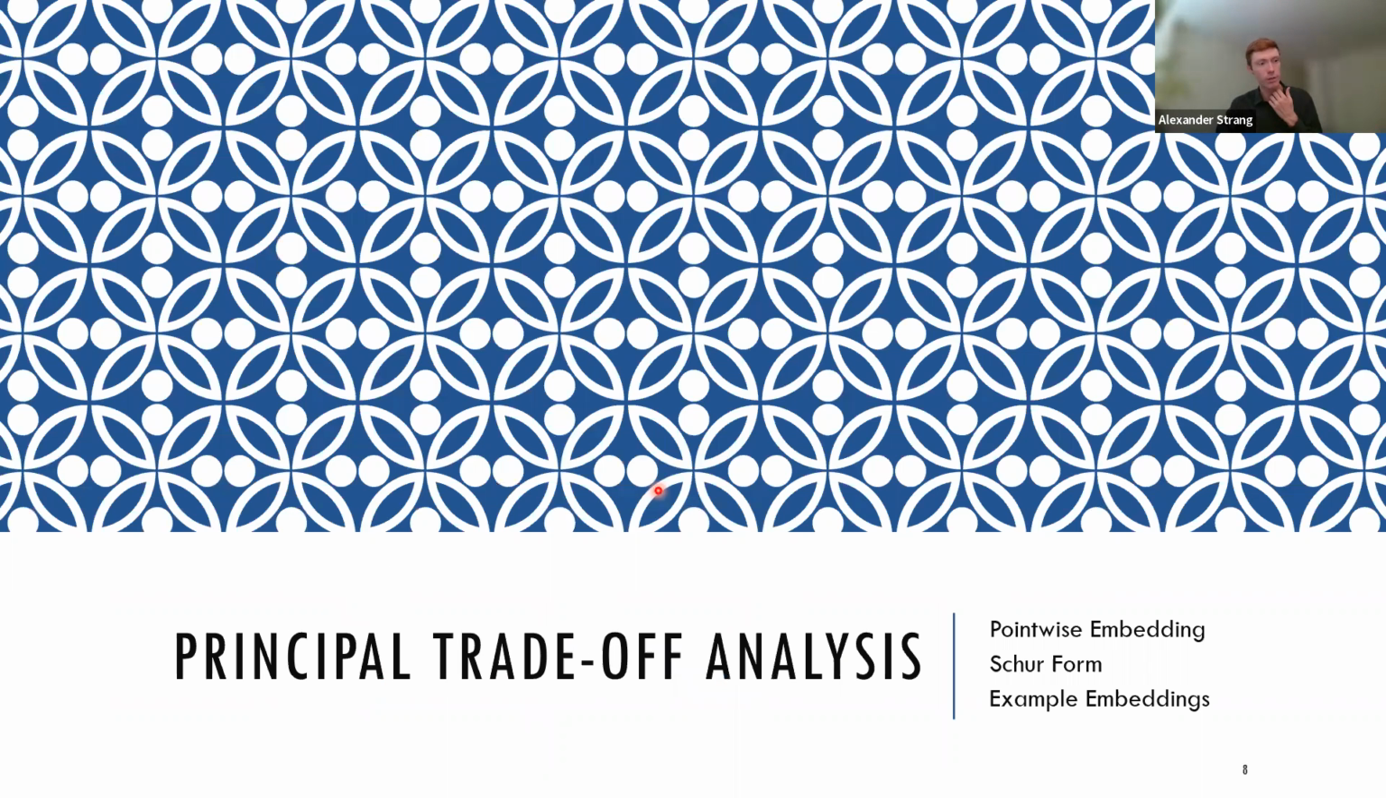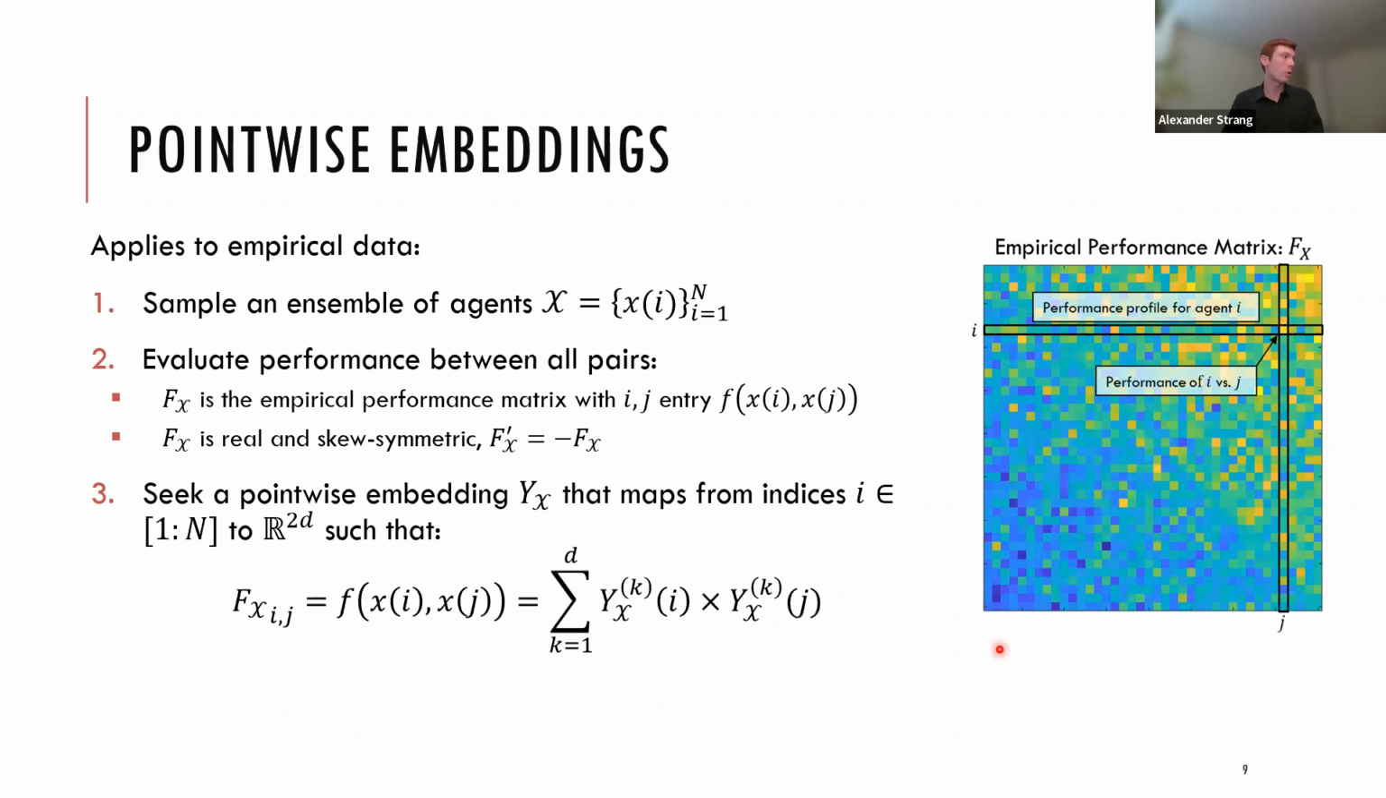So that's the objective. Let's look at the simplest case. This is what's called principal trade-off analysis. This is limited to pointwise embedding. So this is a situation where instead of trying to embed an entire function, you just try to embed samples from that function. If I start with some ensemble of agents, I have some population here indexed by i, then imagine that we evaluate performance between all pairs of those agents. I can make a matrix whose ij entries are the advantage that agent i possesses over agent j. This matrix is real and skew symmetric because the original function is skew symmetric.